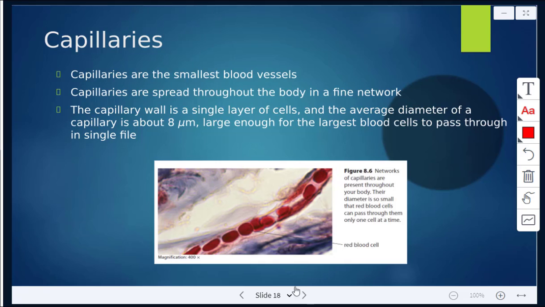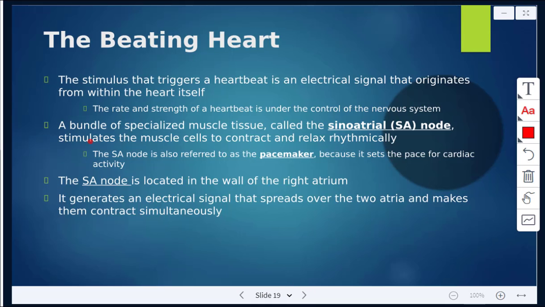And lastly is capillaries. They're the smallest blood vessels, and capillaries are spread throughout the body in a fine network. The capillary wall is a single layer of cells. The average diameter of a capillary is about 8 micrometers, large enough for the largest blood cells to pass through in a single file. So here is a capillary, and we can see the red blood cells moving in a single file. Okay, all right, so we're going to pause here.